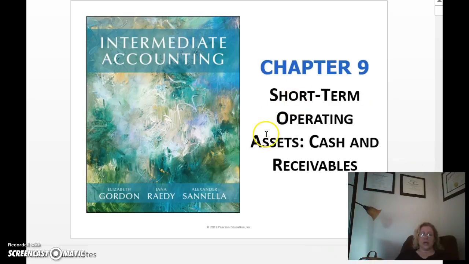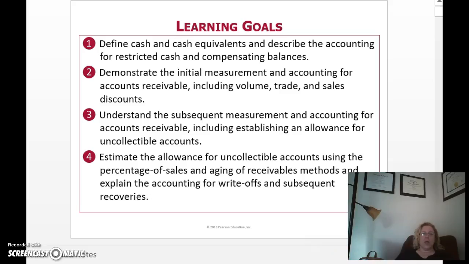Chapter 9 covers short-term operating assets including cash and receivables. Chapter 9 homes in on areas of the balance sheet, specifically the area of short-term operating assets. Included in short-term operating assets are cash and receivables.